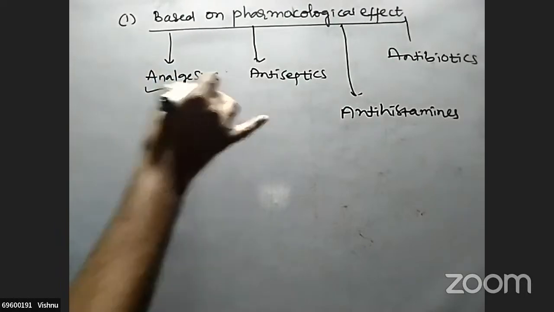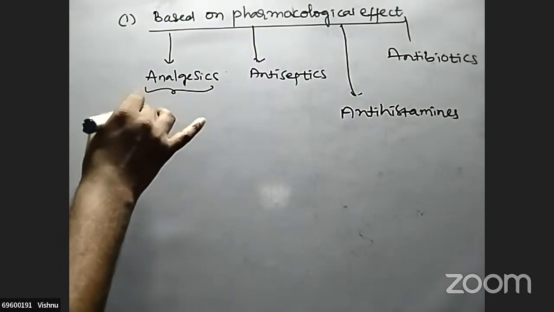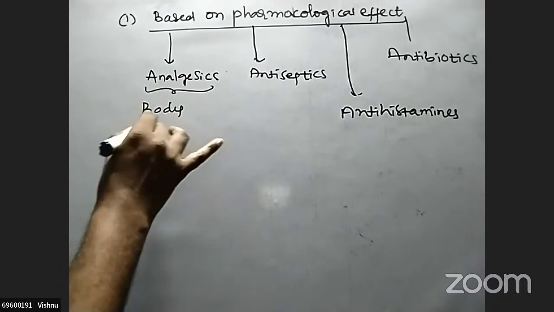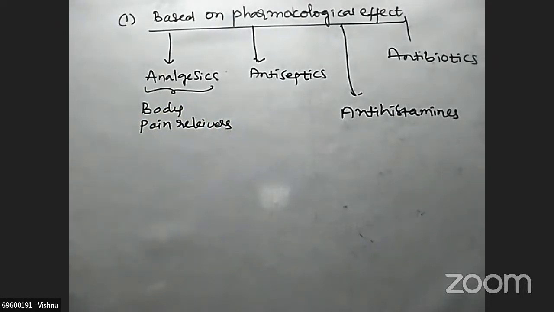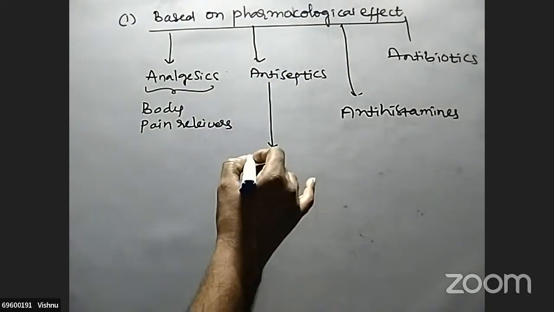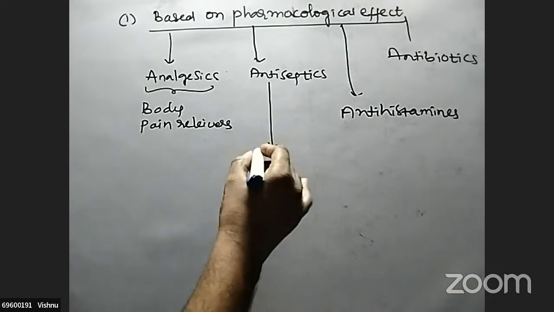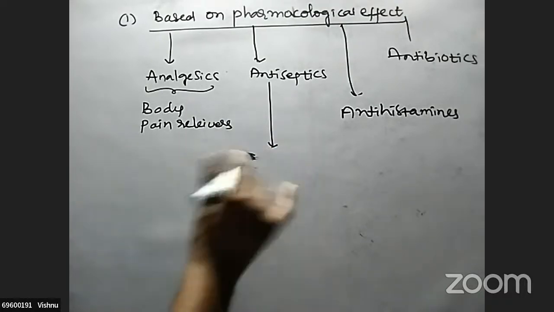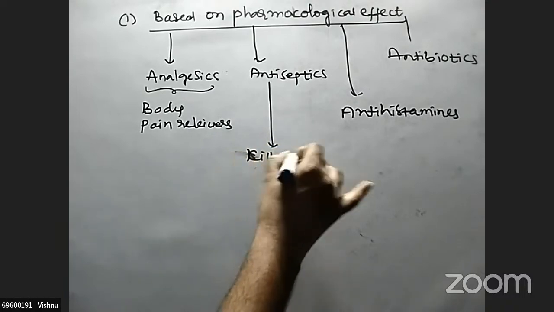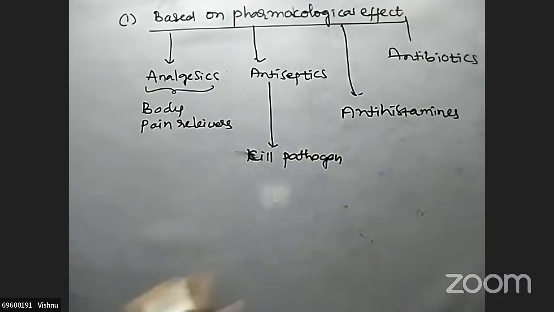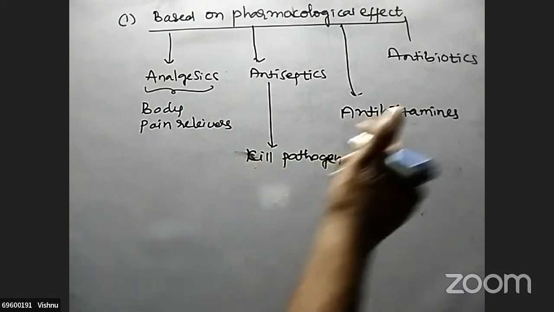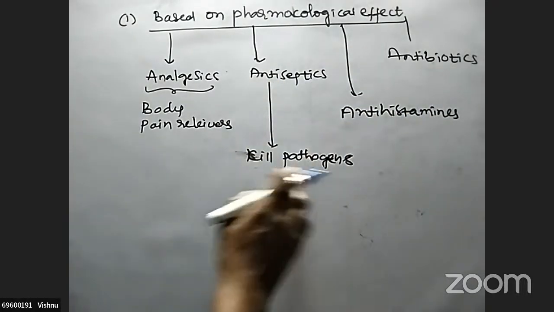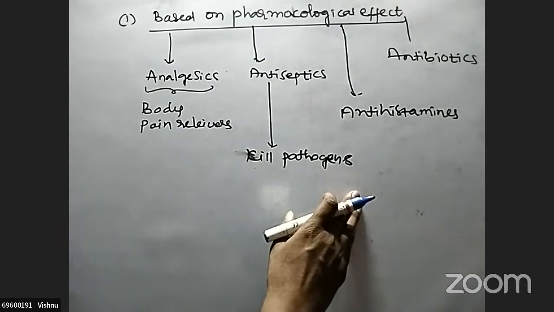Analgesics. What are analgesics? These are body pain relievers. Body pain relievers are called analgesics. And what is the meaning of antiseptics? Antiseptics are very strong; they prevent or kill microorganisms, kill pathogens, and prevent diseases. These are called antiseptics. Antiseptics are applicable to the outside of the body, that is, the skin.